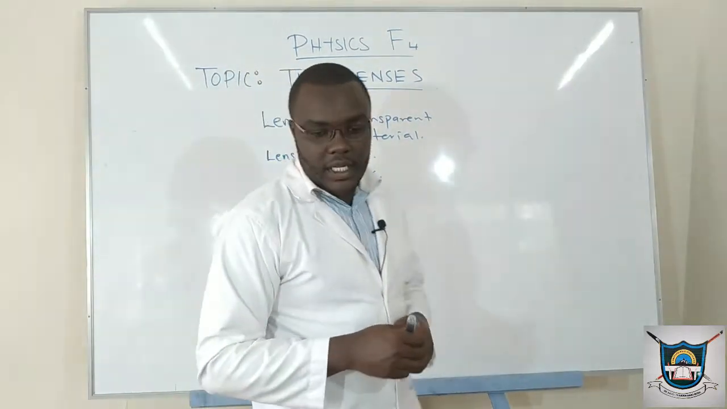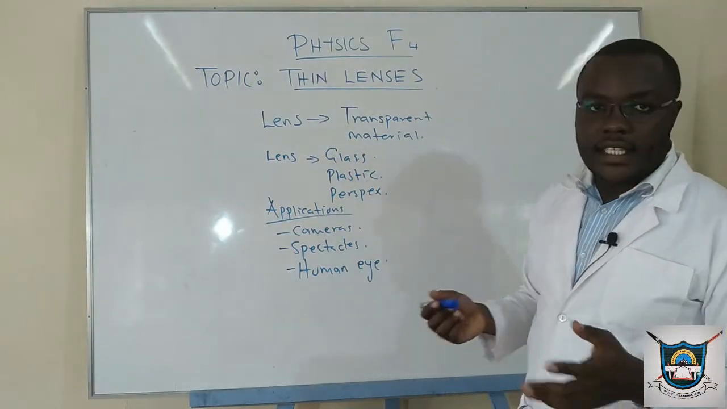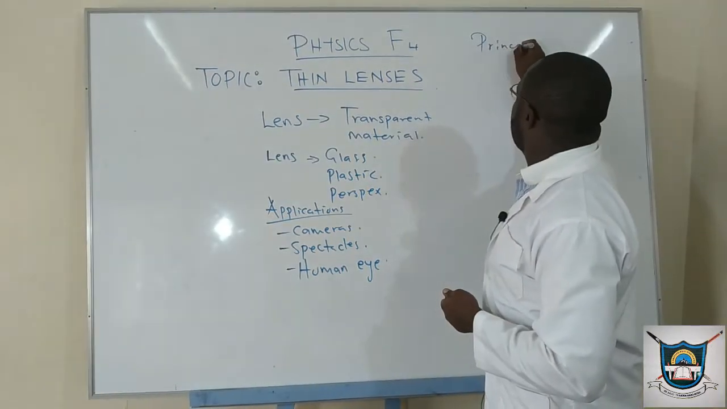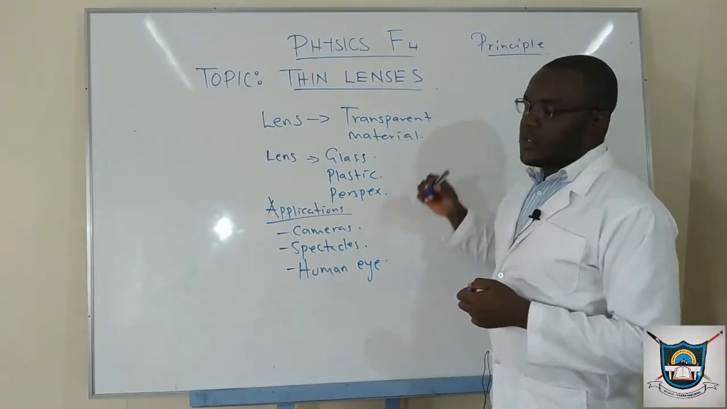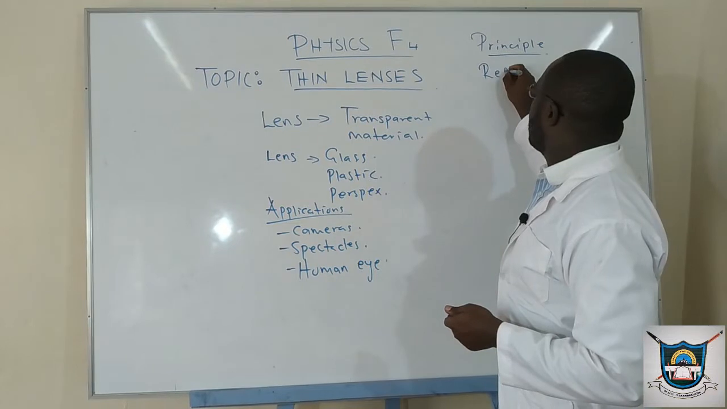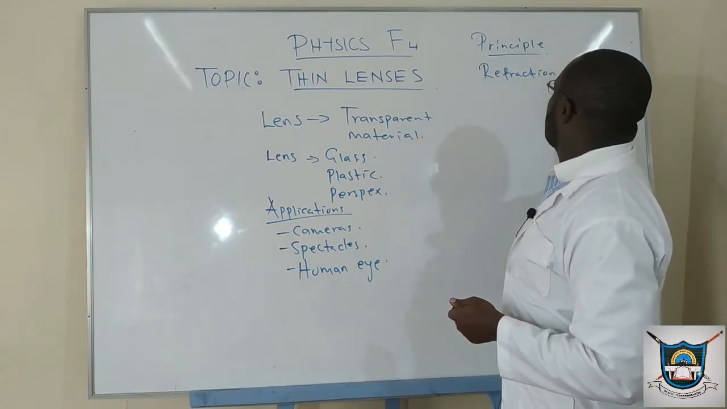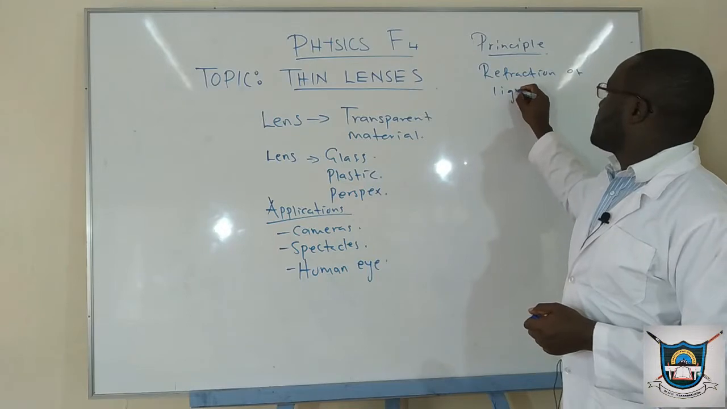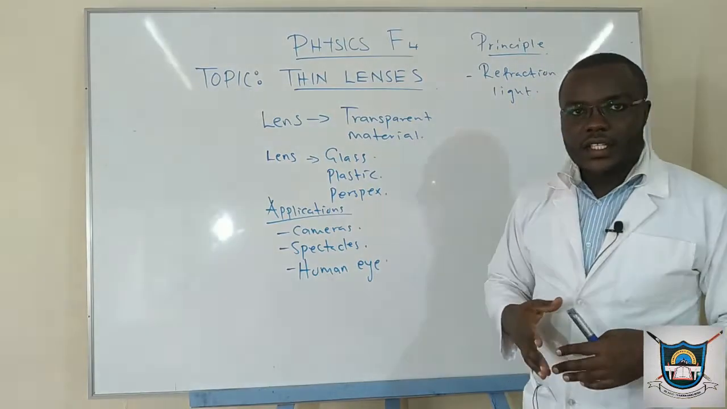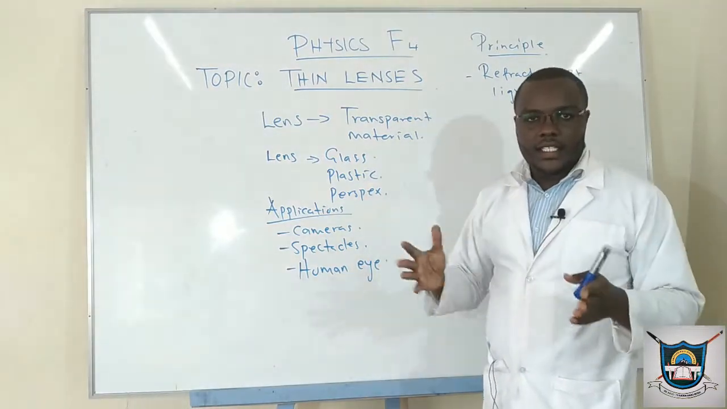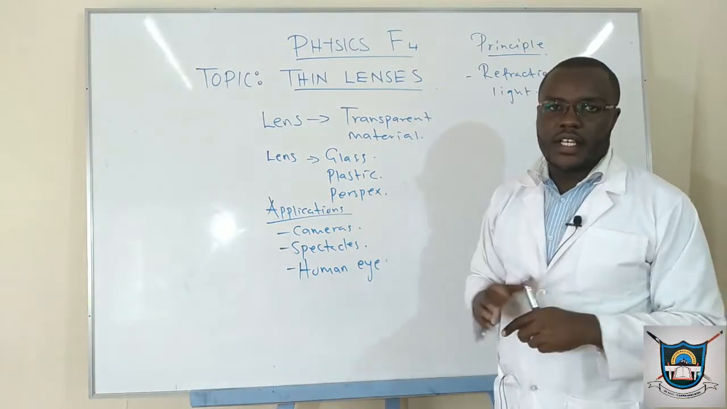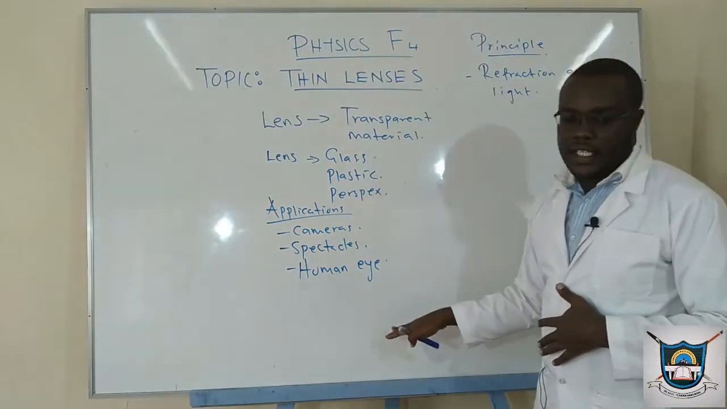Now, the next thing, let us look at the principle that guides lenses. Why do lenses work? The reason why lenses work is because of what we call refraction. Refraction of light. Some people like calling it the bending of light. So the ability of a lens to take light traveling in a straight line and bend it, maybe to converge or to diverge, is the principle under which these lenses work.